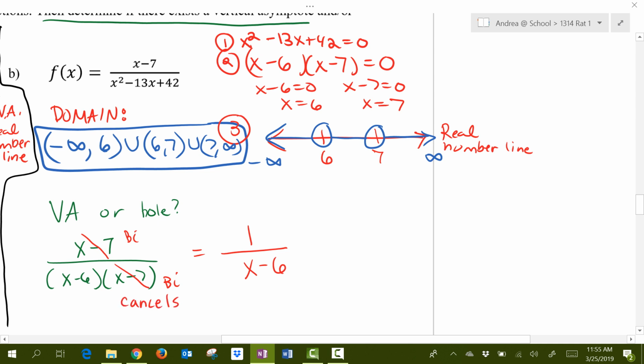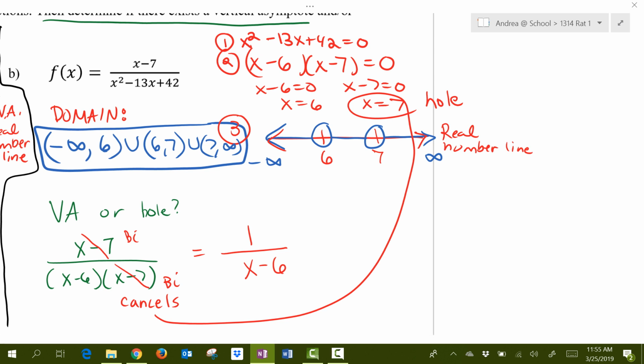X minus 7 cancels. When we have a factor that cancels, we will have a hole at the canceled factor. So we will have a hole at the x value that causes that canceled factor to equal 0. So we have a hole at x equals 7.